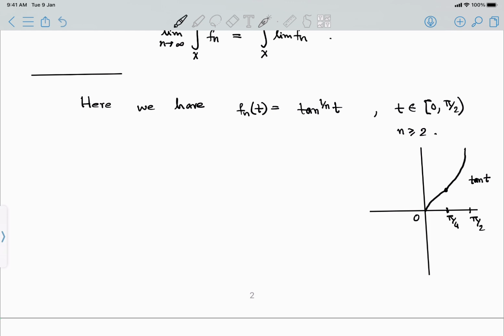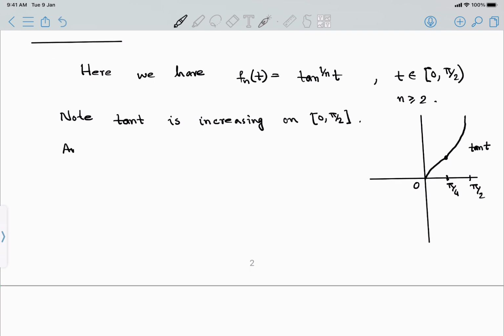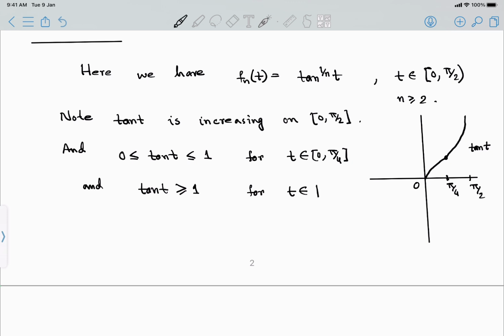So tan t is increasing on 0 to pi by 2. Note, tan t is increasing on 0 to pi by 2, and what we have extra, 0 is less than tan t, which is less than or equal to 1 for t belonging to 0 to pi by 4, right? So from 0 to pi by 4, tan t is between 0 and 1, and tan t is bigger than 1 for t belonging to pi by 4 to pi by 2, right?